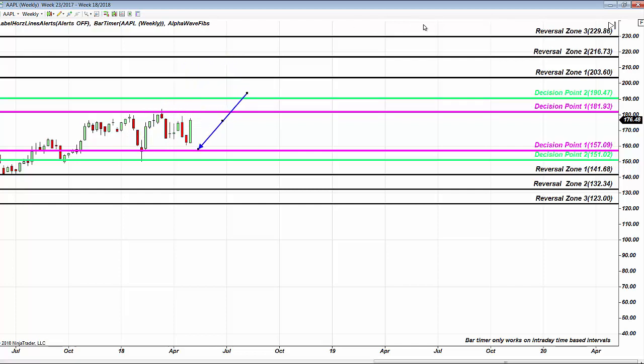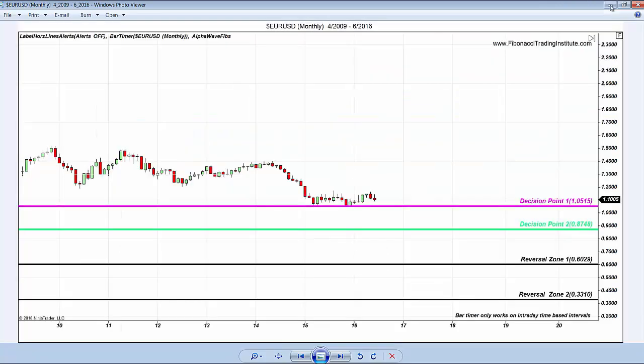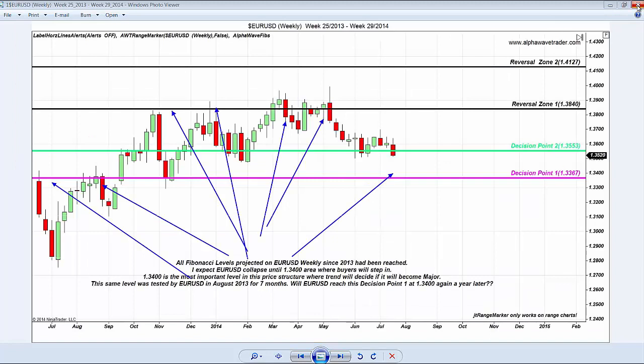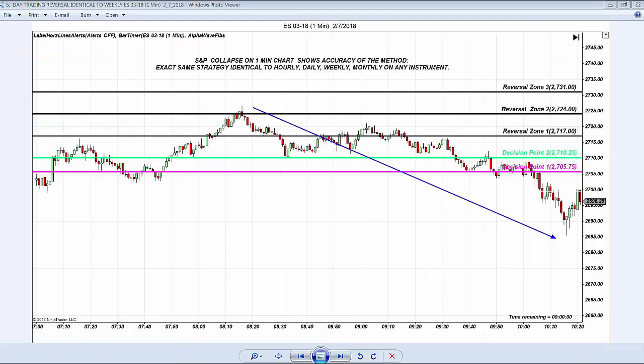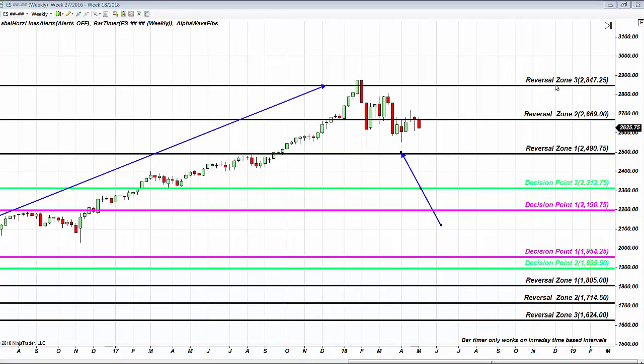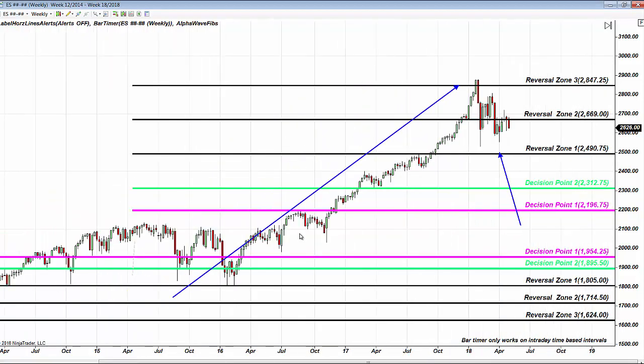Every single instrument has one thing in common. They all have exact same price action, exact same Fibonacci patterns. You master these patterns, you understand Fibonacci. All you have to do is identify what's appropriate for you. Is it day trading? Is it 1 minute chart? Is it tick chart? Or is this your investment decisions?